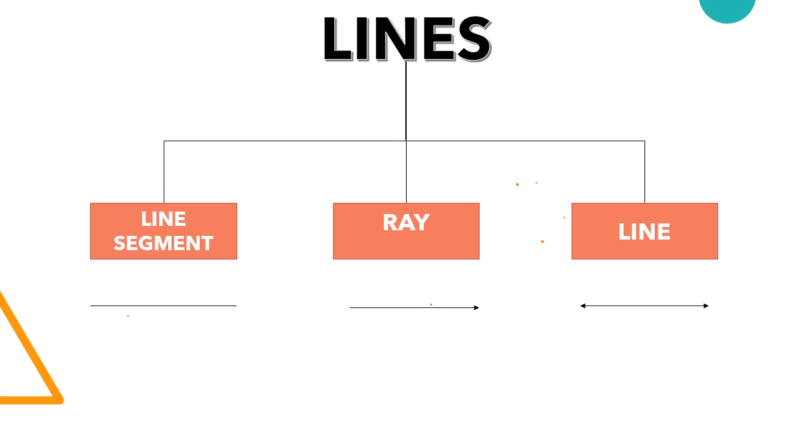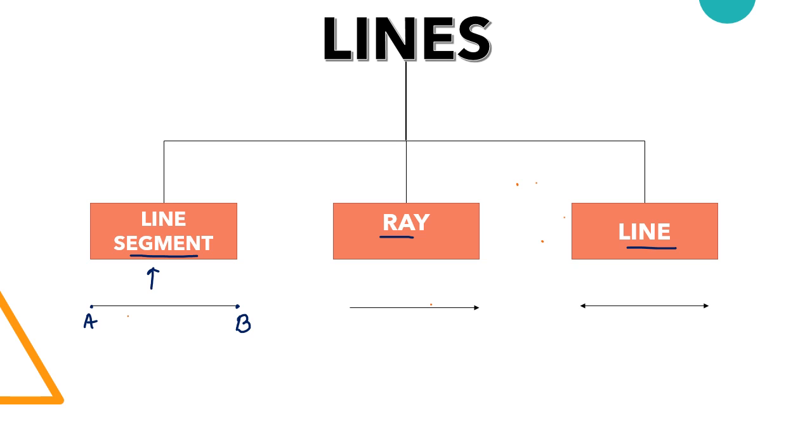Lines. Generally, we categorize lines into three different types: line segment, ray, and line. If we join two points A and B using a ruler, we draw a straight path between these two points, then this figure which we get here is the line segment. So we can say here AB is the line segment.